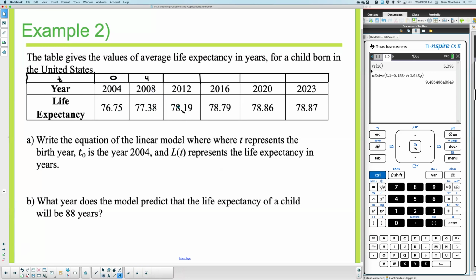What would that make year 2012? 8. That's 8 years past 2004 or 4 past 2008, okay? What about 2016? 12. 2020, 16. 2023, 19. You got it.